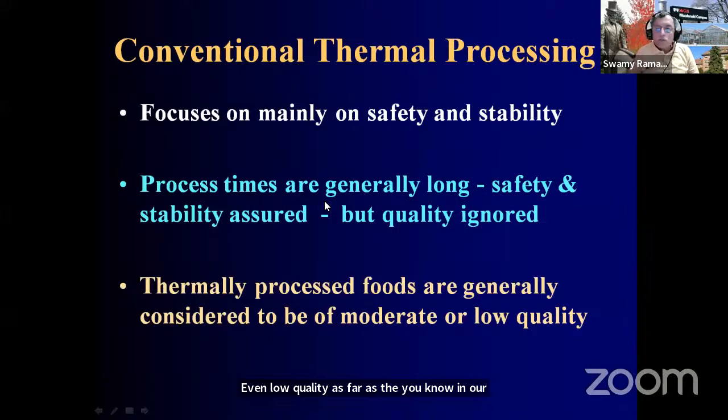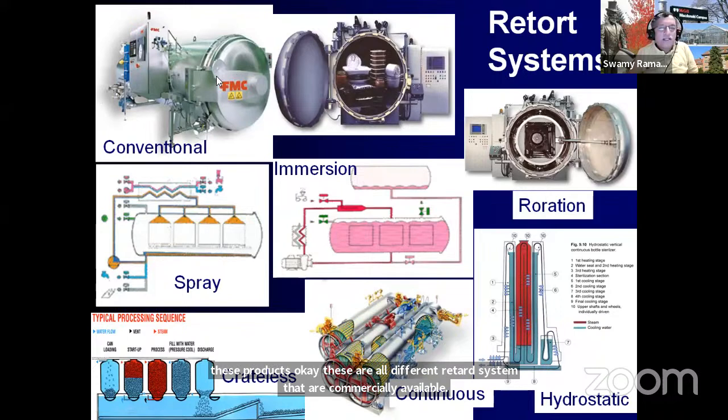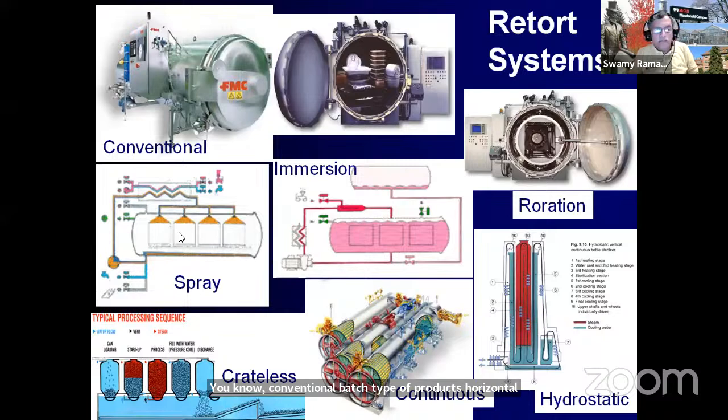So there are now many technologies which are available to conventionally process these products. These are all different retort systems that are commercially available, conventional batch type, horizontal here, and then it can be vertical, it can be horizontal, it can be water-based, it can be steam-based, it can be continuous, it can be static. So there are hundreds of different types of retorts. They all usually process the product in the conventional way to make sure the product is safe.